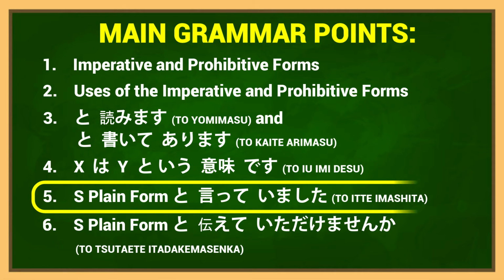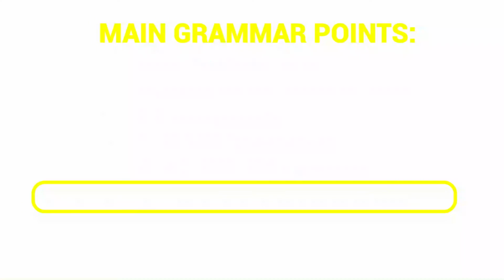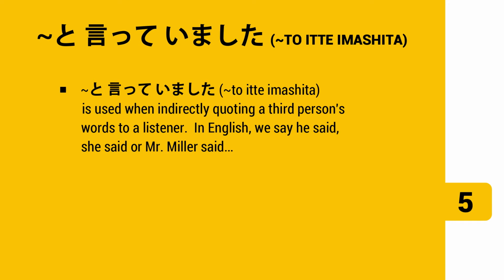Next topic, subject plus plain form と言っていました is used when indirectly quoting a third person's words to a listener. In English, we say he said, she said, or Mr. Miller said.